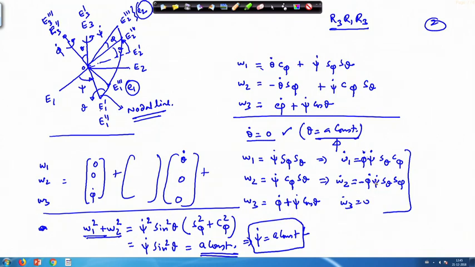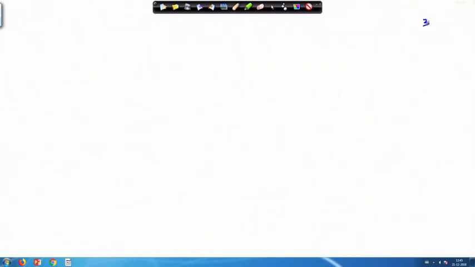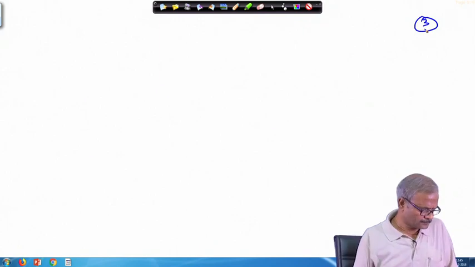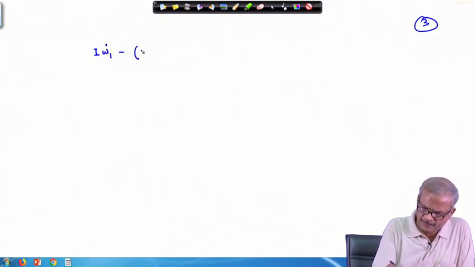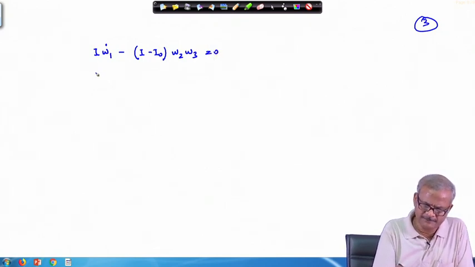Now, from this relationship we can work out. I will have to go on to the next page, put it in the Euler's equation and then work it out. So, let us go on to the next page. So, in the Euler's equation I 1 is I. So, I times omega 1 dot minus I 2, which is I minus I 0, times omega 2 omega 3, this equal to 0. So, this is the first equation in which we insert this.